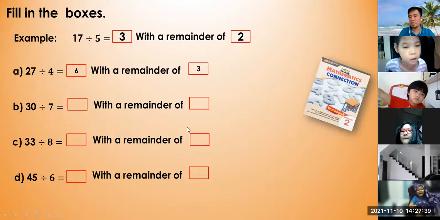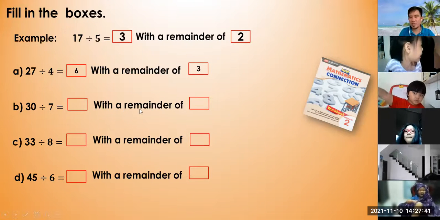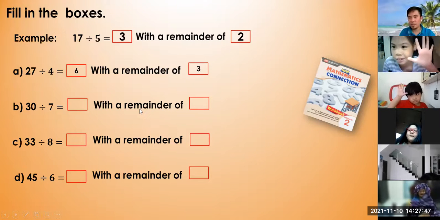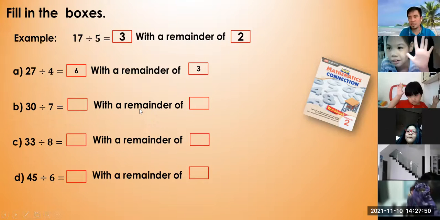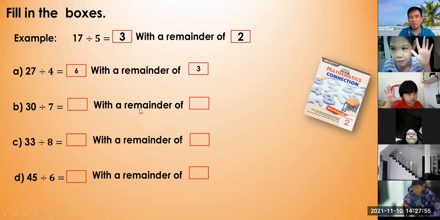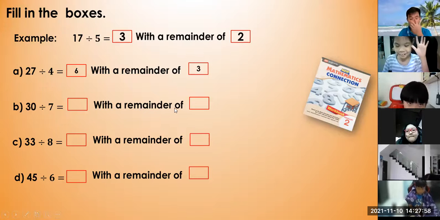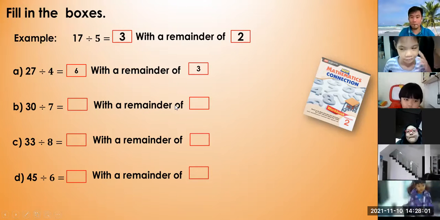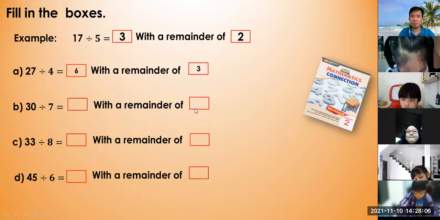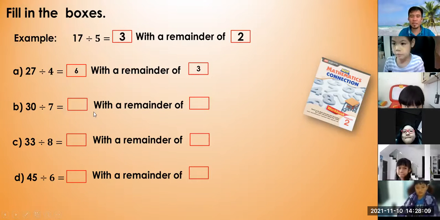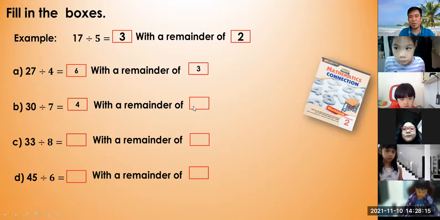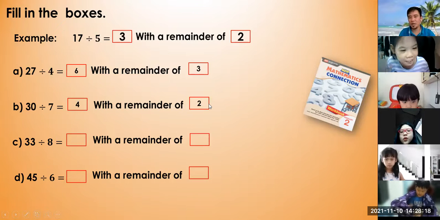Now 30 divided by 7, letter B. Who wants to answer? Just raise your hand. Anyone from the class? I can see here 2 students are raising their hands, again Nawa and Lokchub. Nawa, what's your answer in letter B? 4. What's the remainder? 2. 2, because 4 times 7 is 28. So 28 plus 2 is equal to 30. So 4 with a remainder of 2.